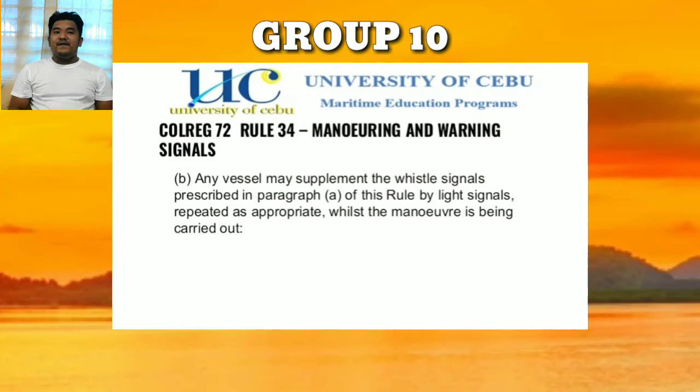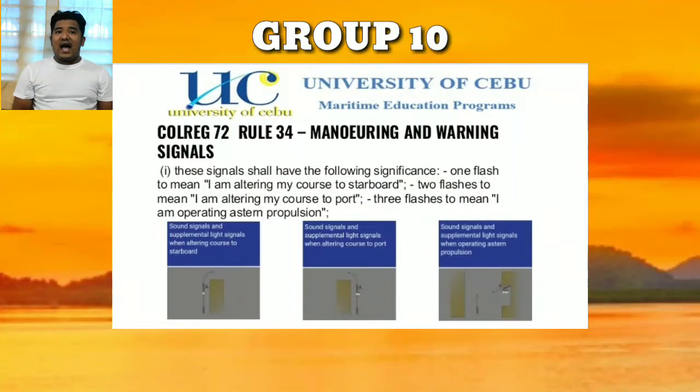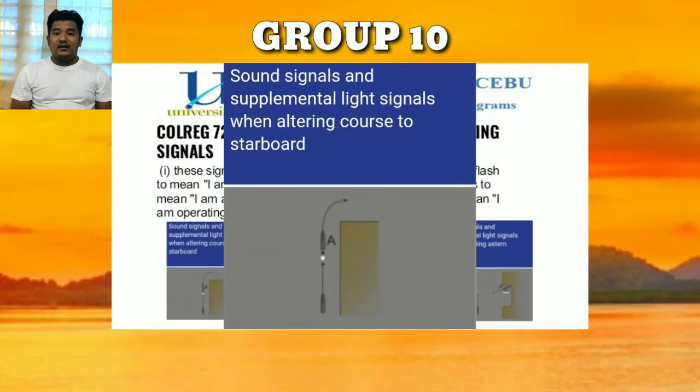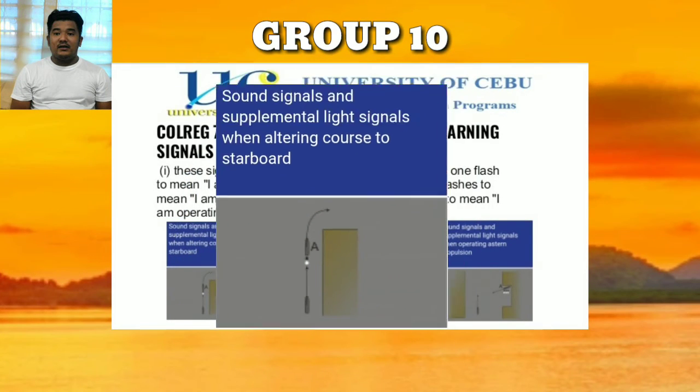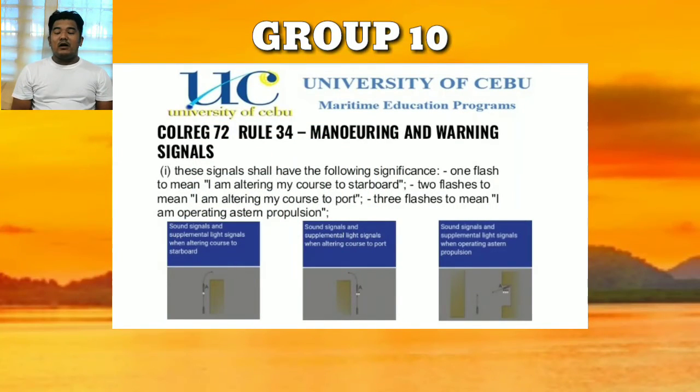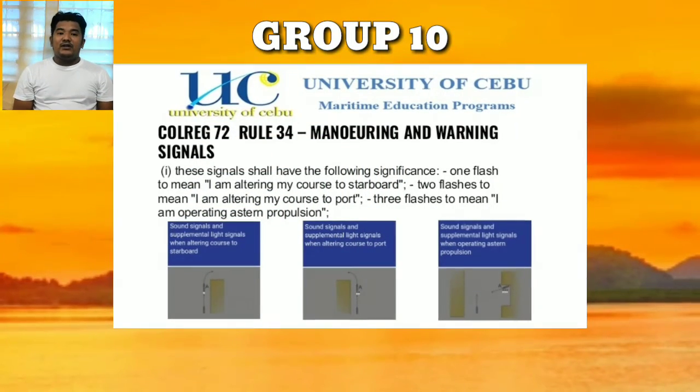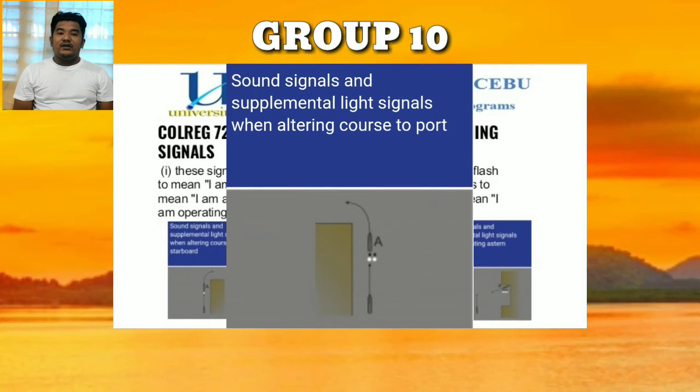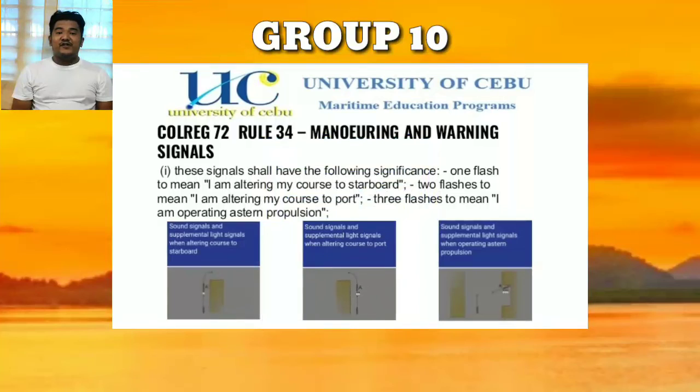Paragraph B. Any vessel may supplement the whistle signals prescribed in paragraph A of this rule by light signals, repeated as appropriate whilst the maneuver is being carried out. These signals shall have the following significance. One flash means I am altering my course to starboard side. Two flashes mean I am altering my course to port side. Three flashes mean I am operating astern propulsion.